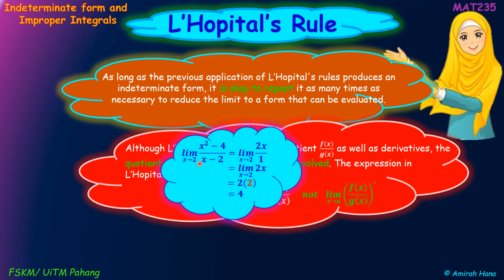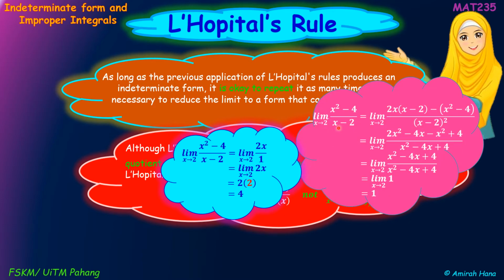For example, if we have limit x to 2, (x squared minus 4) over (x minus 2). If we use direct substitution, the answer gives 0 over 0, which is an indeterminate form. So what should we do? We need to use L'Hopital's rule to find the limit. When we use L'Hopital's rule, we differentiate the numerator and denominator one by one. After that we can simplify and substitute x equals 2 into variable x, and the final answer is 4.